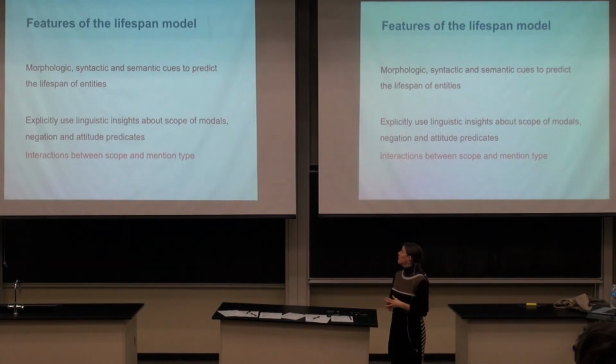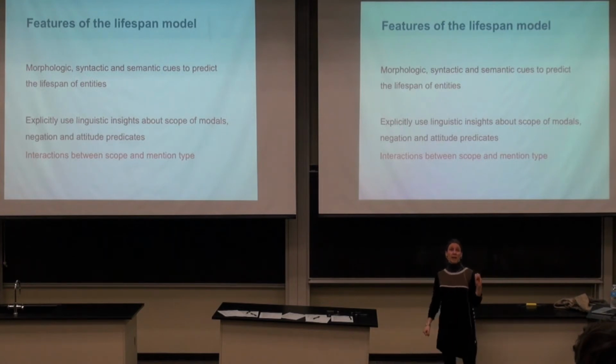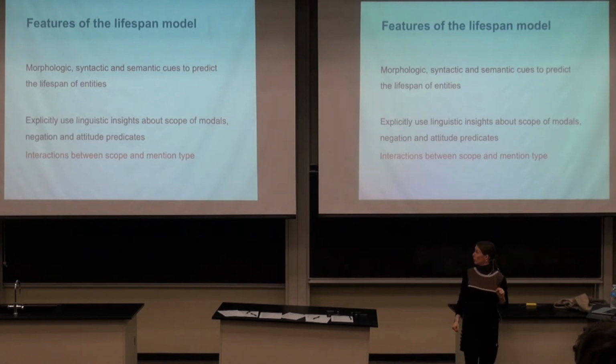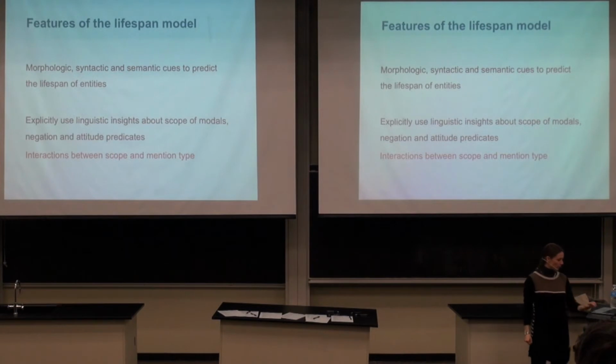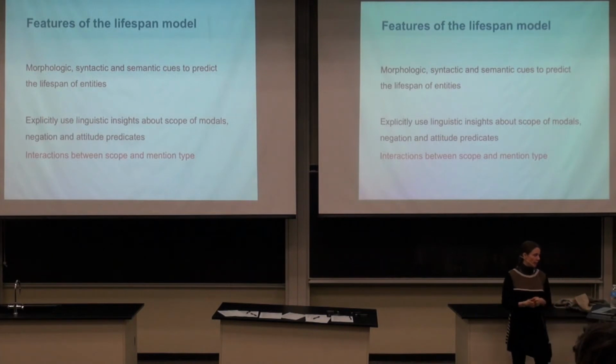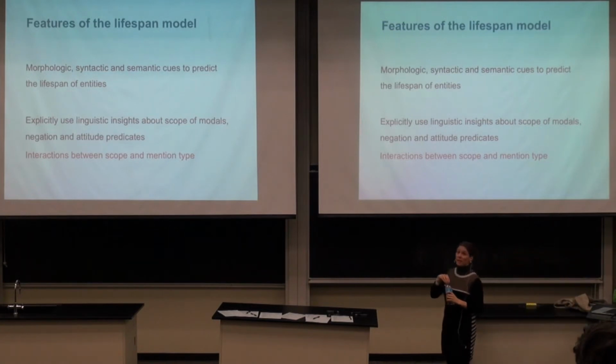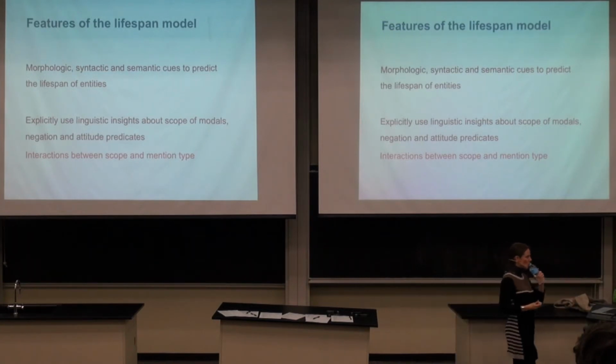And we're going to explicitly use insight about scope of models, negation, and attitude predication, which I'm going to show you an example of right away. And then especially focus on the interaction between scope and mention type. And this is hopefully going to be clear in a minute. And so this really traces back to an observation made by Karttunen in the 70s.